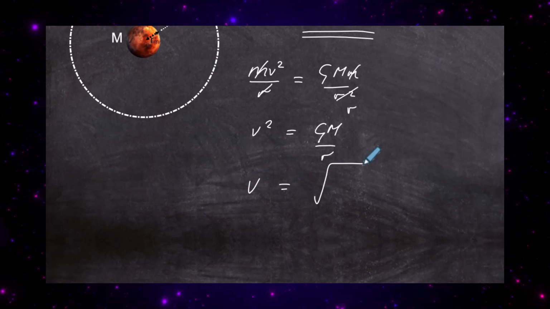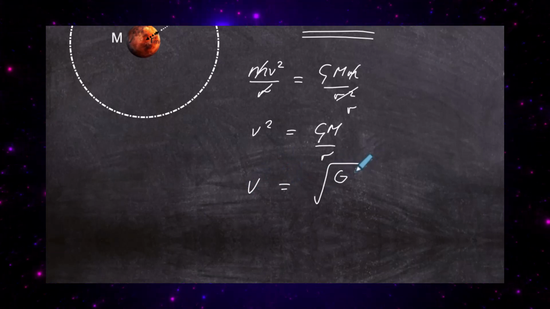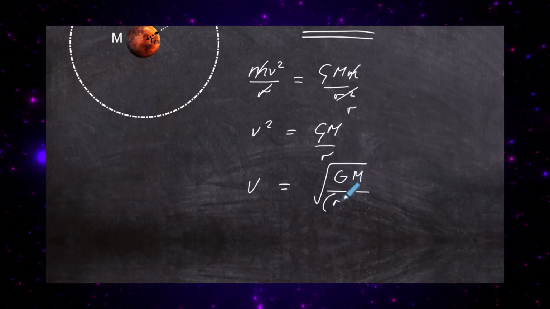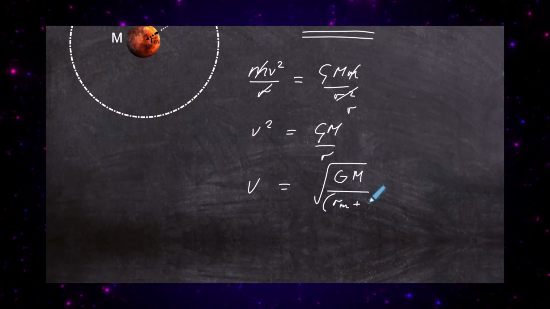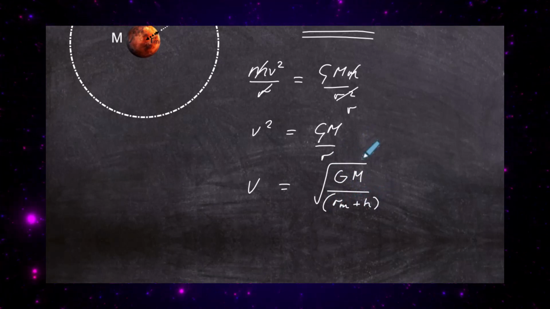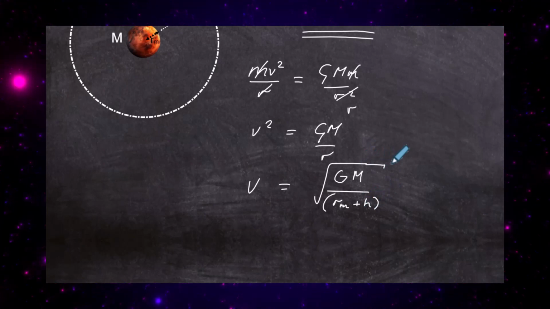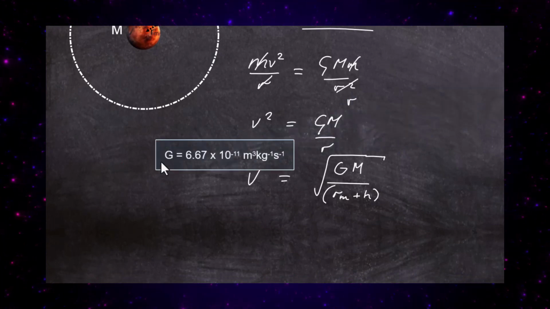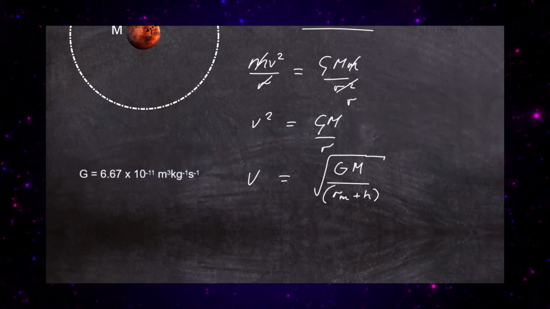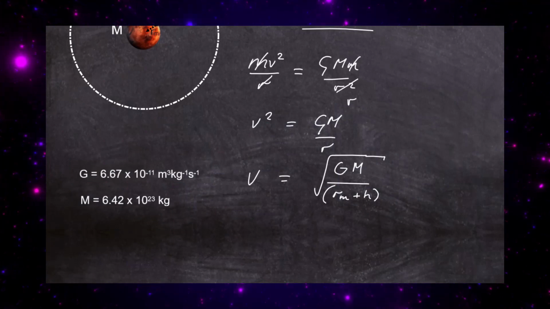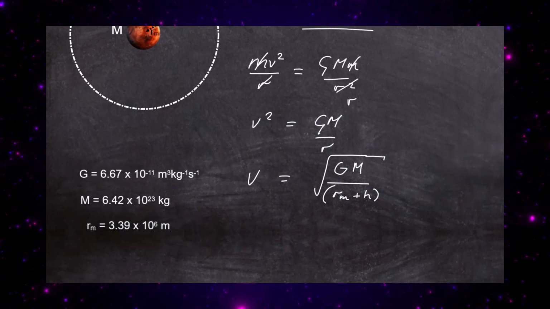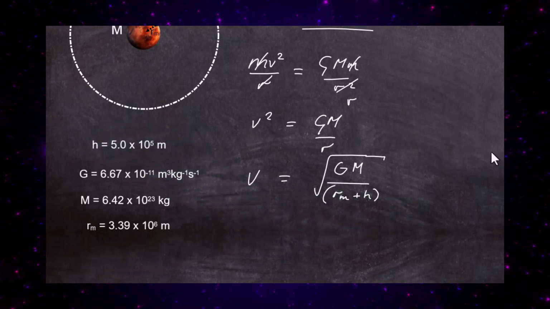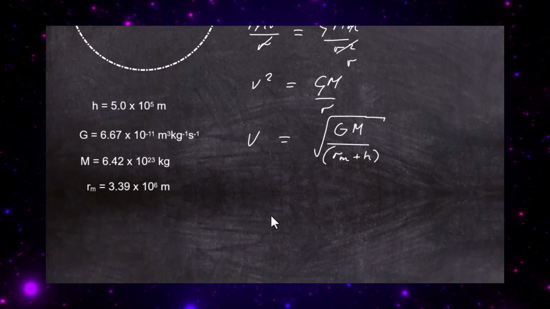V is just simply going to be the square root of the universal gravitational constant times M divided by r, and remember r this time is also the radius of Mars plus the height at which the ERV is. So be very careful when you do that calculation. So we know all the data, and the data is quite simple. We know G is that value there, we know the mass of Mars is that value, we know the radius of Mars is that value, and we know the altitude of the orbit is that value there. So it's just plug in the numbers.